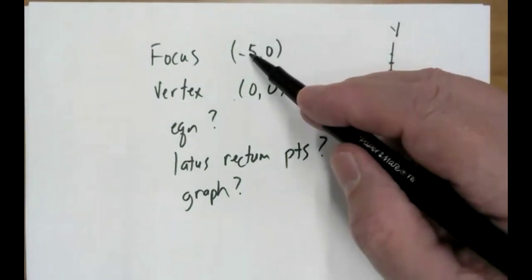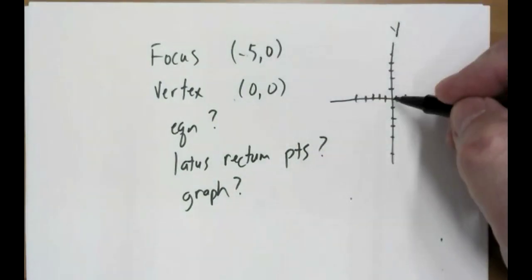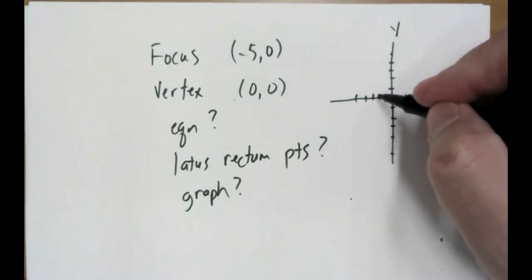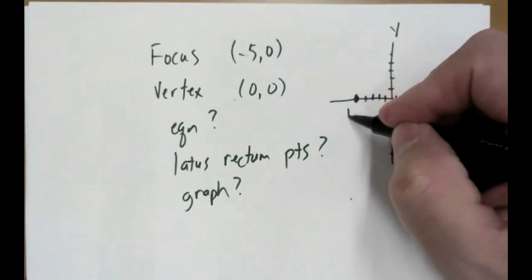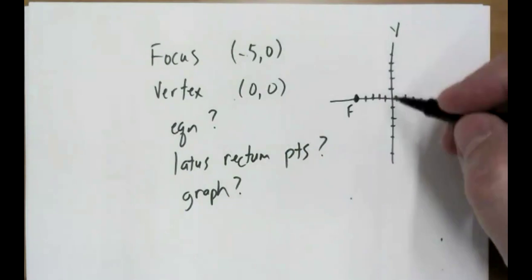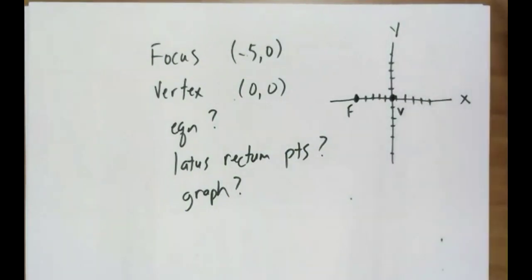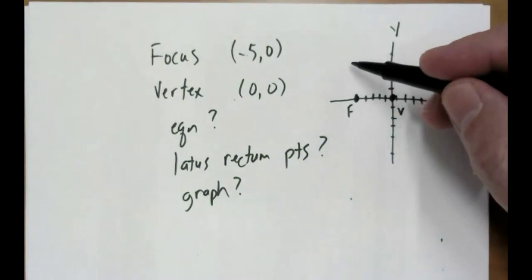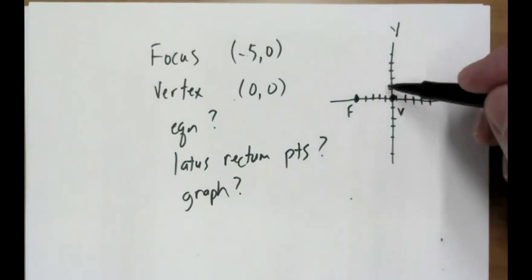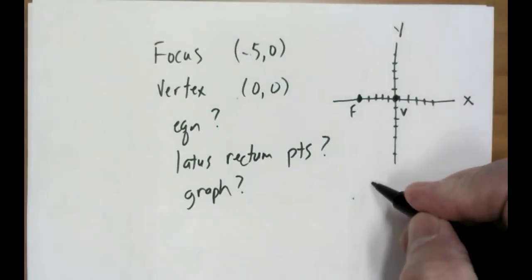In other words, the focus is -5, 0. X -5, Y 0. So -5 on X is 1, 2, 3, 4, 5. Y 0. So right here's the focus. The vertex is at 0, 0. So right away, because I know that the focus is always inside the parabola, this is going to be a parabola that opens to the left.